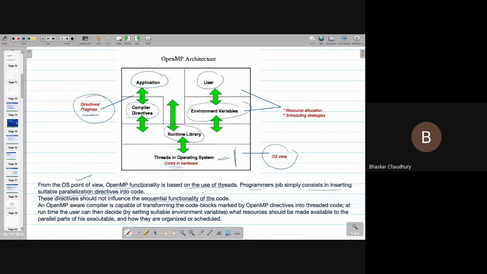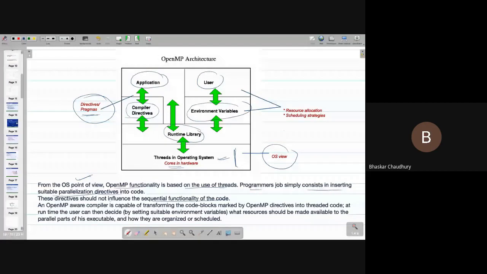Now, as we have already discussed, in a given code there can be a serial part, the sequential part, and then there is a parallel part. So always, this directive does not influence the sequential part. It will only work where the parallel regions are concerned.